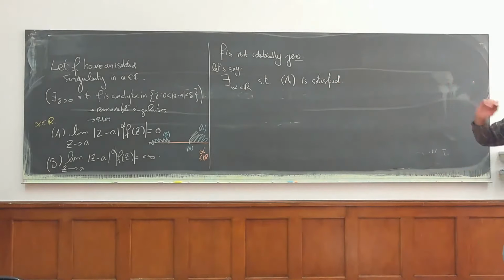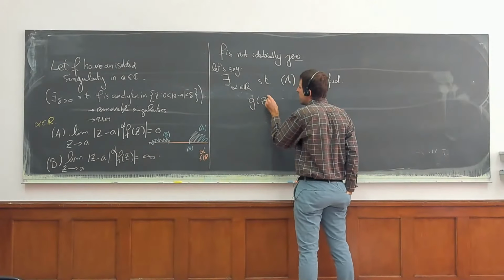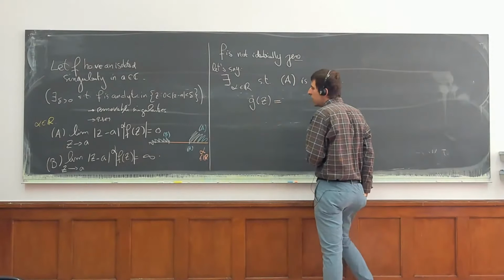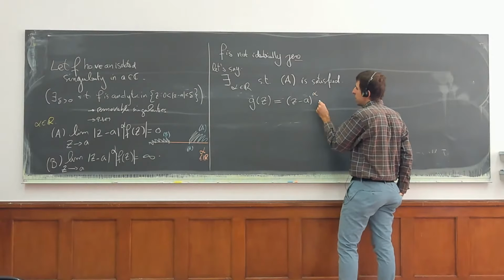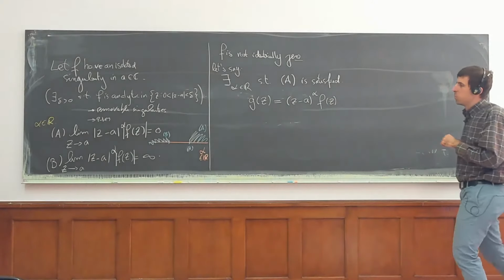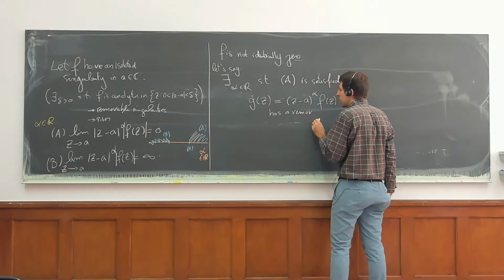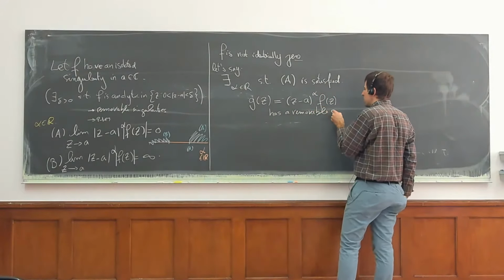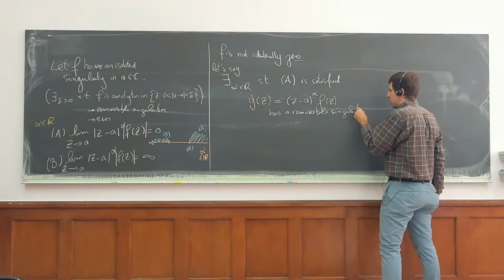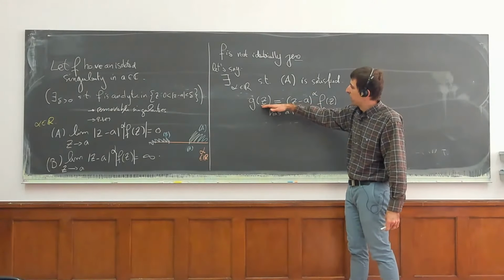Okay, so there is some alpha for which that's satisfied. If that's the case, then the function, let's say g of z equals z minus a to the alpha times f of z. This function has a removable singularity. Removable. Because I know that the limit of this function as z goes to a is 0.